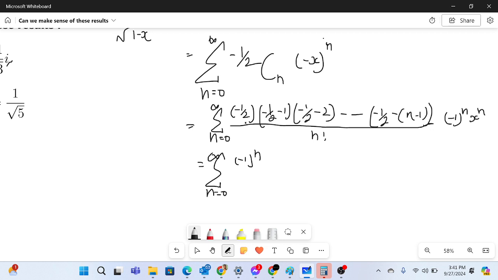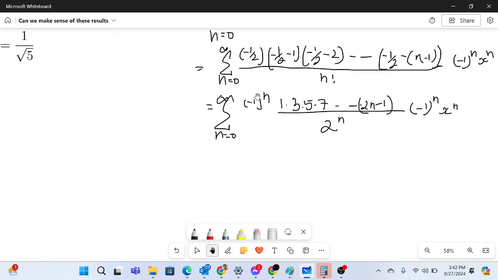So minus 1 to the power n, and this will just be 1, and then minus 1 minus 2 is just 3, minus 1 minus 4 is just 5, 7, up to minus 1 minus 2n plus 2, so minus 2n plus 1, that means 2n minus 1 over here. Since there are n 2's, I will have 2 to the power n, and then this is minus 1 to the power n, x to the power n, right?